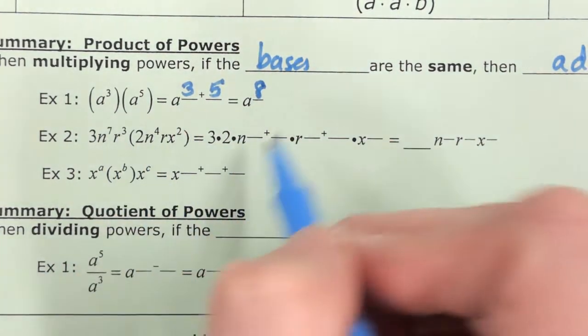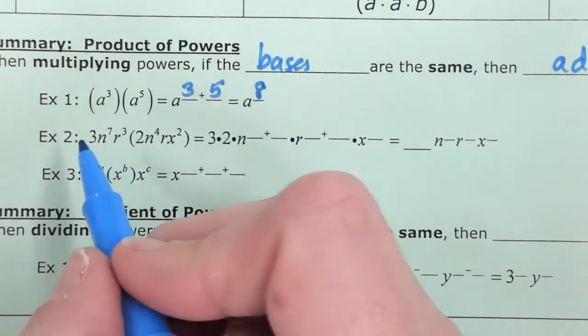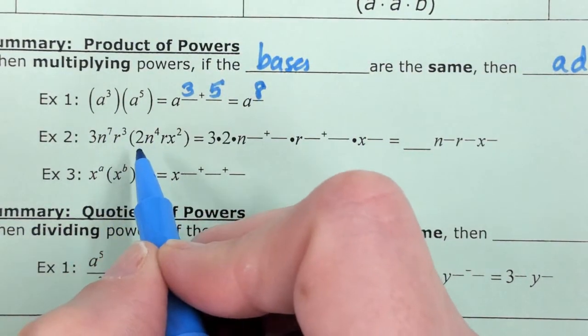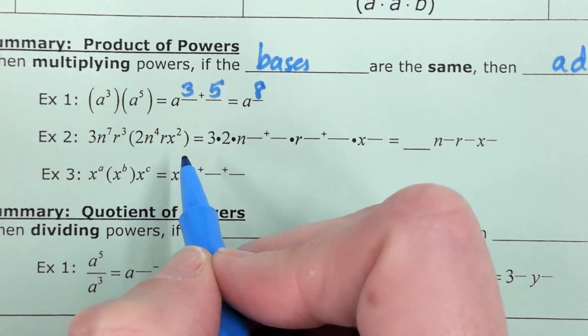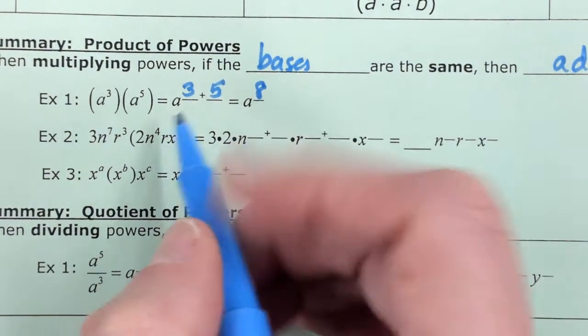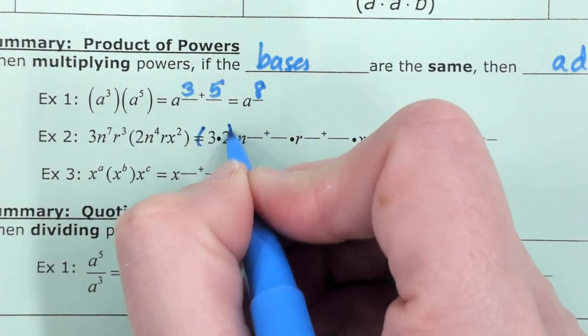Now, this is what we're going to do when we group things up. So I have 3 n to the 7th r to the 3rd times 2 n to the 4th r to the 2nd. So I'm going to group them up. Remember, when we did it, we would have put parentheses around them.